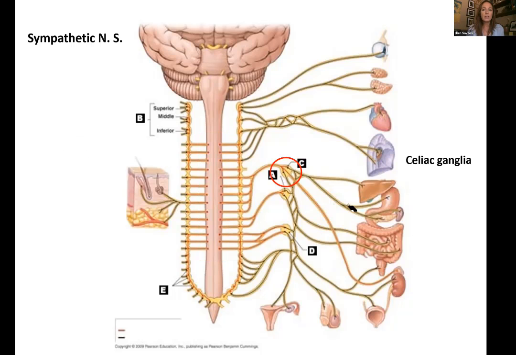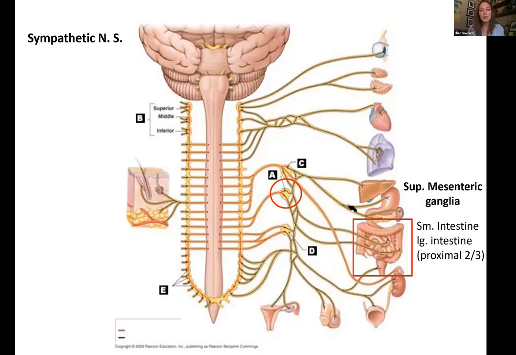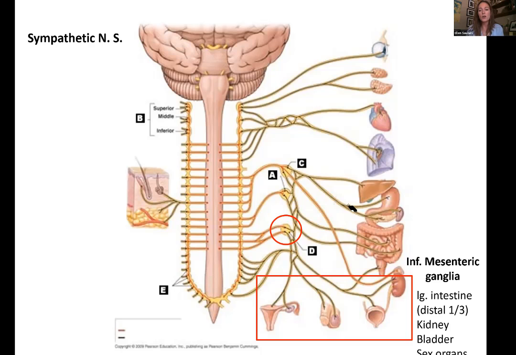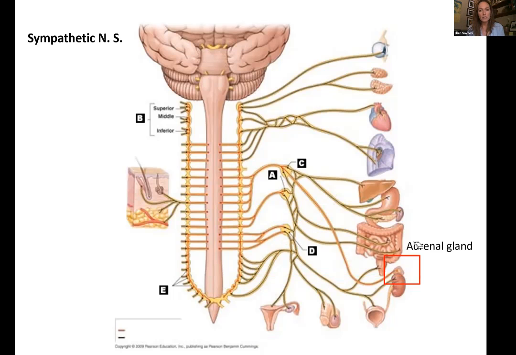We have the celiac ganglia that's going to the top part of our abdominal cavity. We have a superior mesenteric ganglia that's going to more your small intestines. And then think of your inferior mesenteric ganglia going to more your bladder, reproductive organs, just the lower part. So again, you have the upper part of the abdominal cavity, the middle part, and the lower. Those are the 3. And again, it's directing autonomic impulses to those parts of our body.